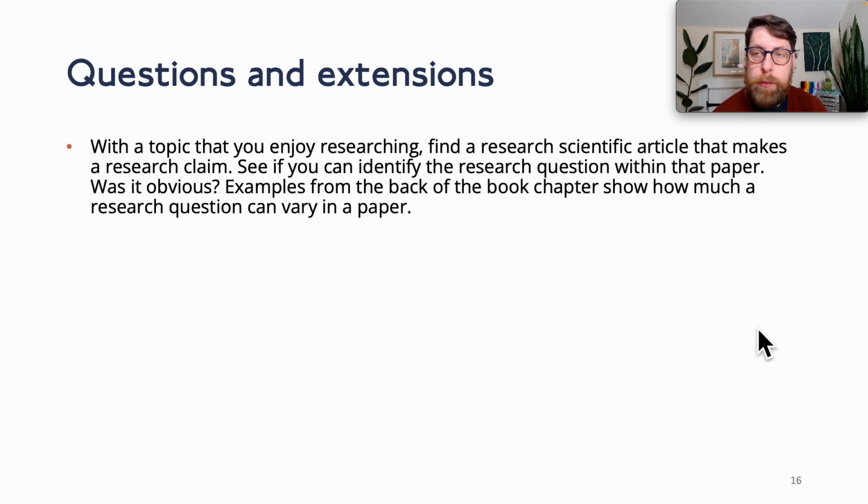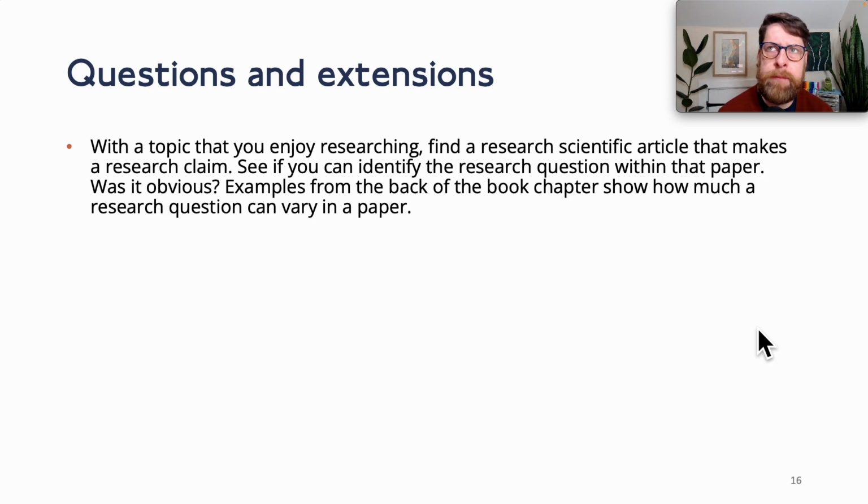So, with a topic that you enjoy researching, find a scientific article that makes a research claim. It could be anything. There are a lot of different ways in which we can apply social data science. Surely you've read other papers and other work of your own. Go back and have a read again. Pick a paper you like, and see if you can identify the research question within that paper. Was it obvious? Did they say at the end of the literature review, this leads to research question 1, and here's our research question?